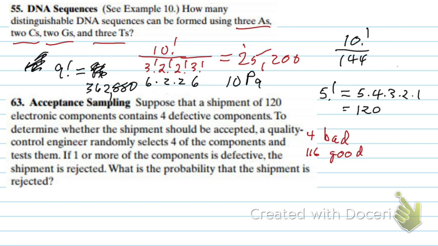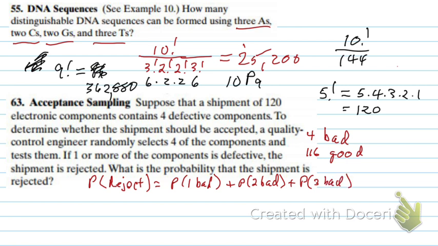What's the probability the shipment is rejected? This has a lot of stuff going on. Would that be the probability of rejected? Would that be the probability that 1 is bad out of those 4, plus the probability that 2 is bad, plus the probability that 3 is bad, plus the probability that 4 are bad? Technically, that would be it, right? If any of those are true, if this or this or this or this is true, then I'm going to reject it, right? Anybody seeing a way out of this nightmare.